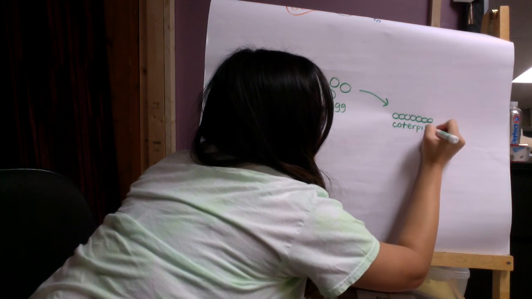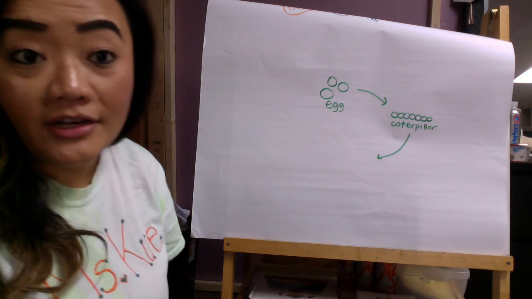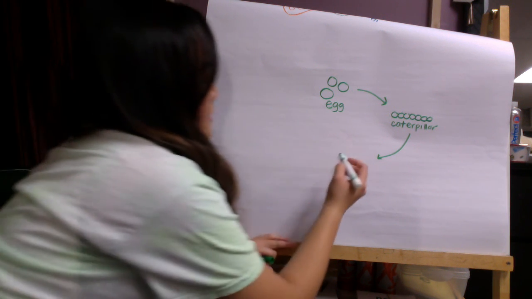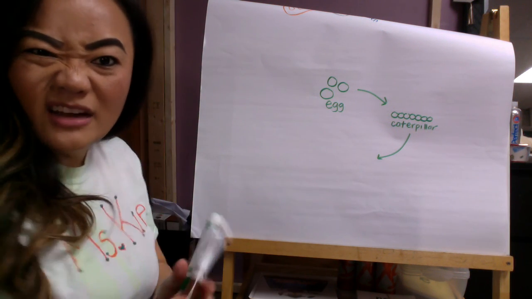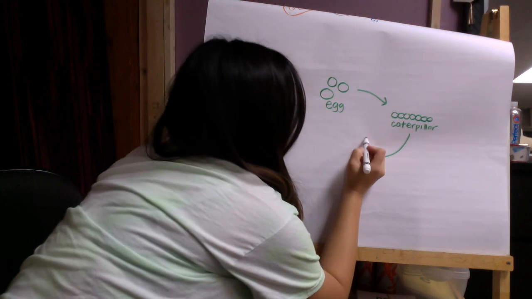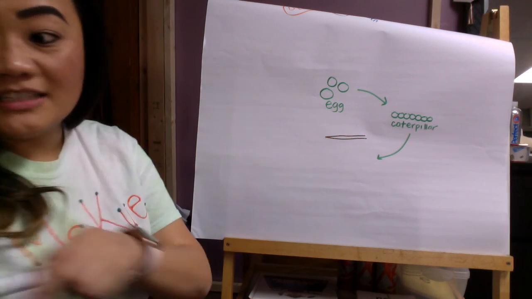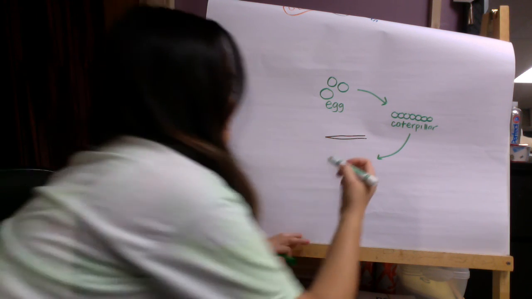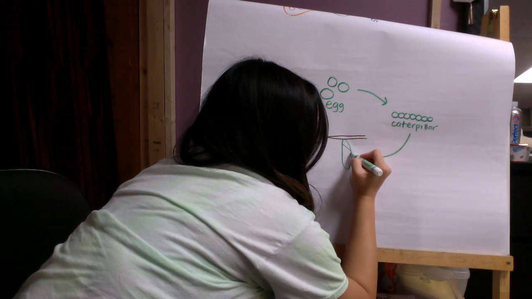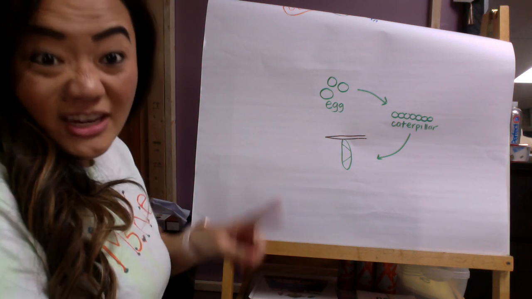Caterpillar. Okay. And then after the caterpillar, it turns into a chrysalis, right? Chrysalis. Okay. So the chrysalis hangs upside down, usually on like a leaf or like a stick. So I'm going to draw a stick. And then the chrysalis is going to be hanging down from it. Okay. Chrysalis actually starts with CH.